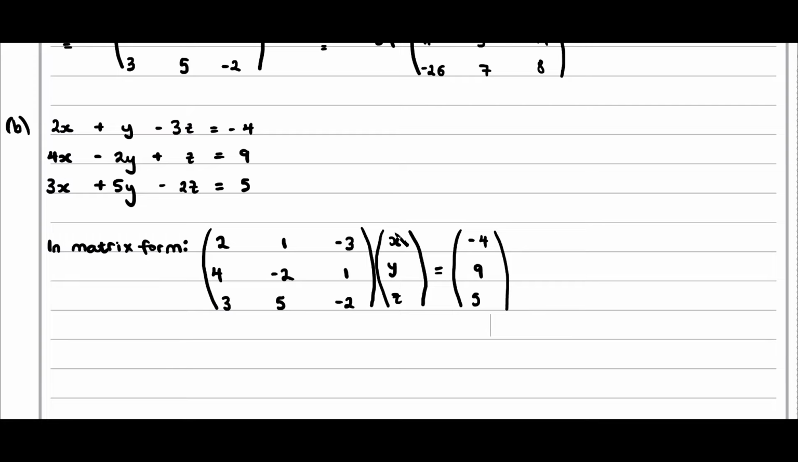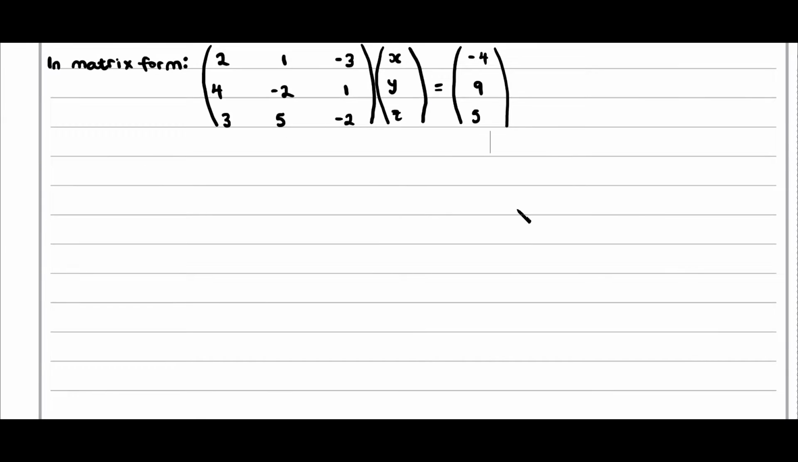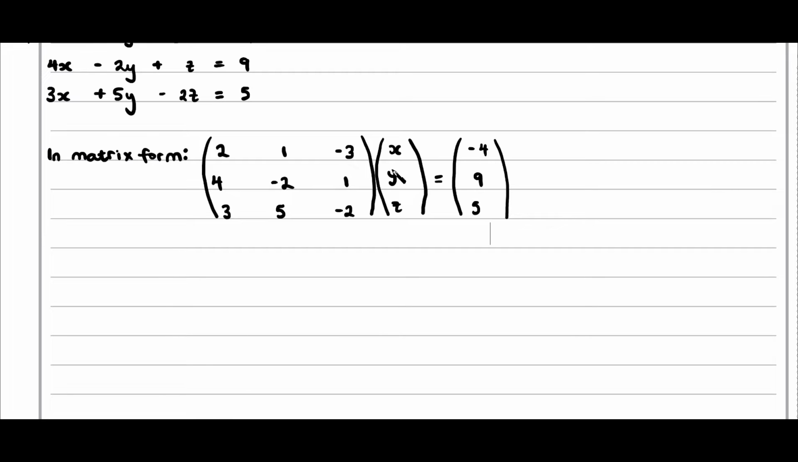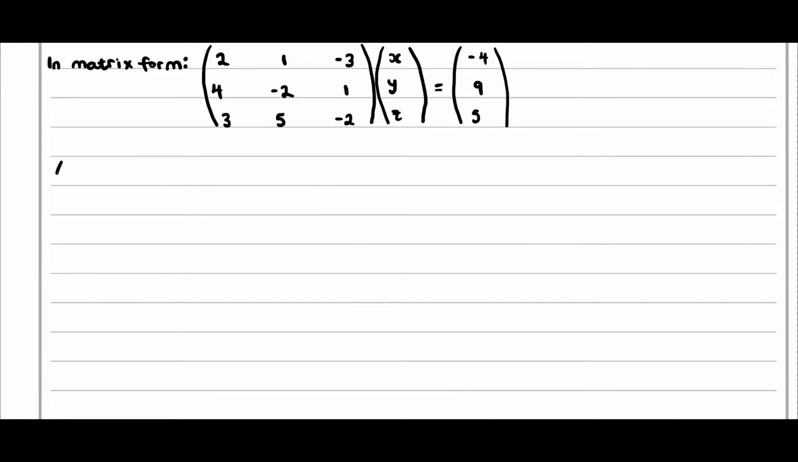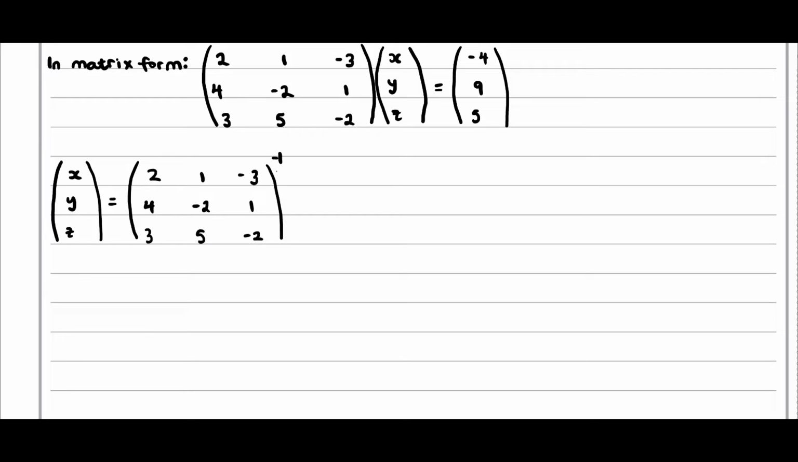So to find x, y, z, we would have to multiply both the left-hand side and the right-hand side by the inverse of M. So we have x, y, z, which is equal to the inverse of M. So let's just write this out. We have M, which we will inverse, and then we multiply this by minus 4, 9, 5.